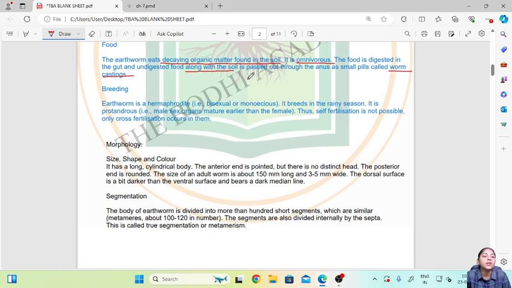Then the next is breeding. So earthworm is a hermaphrodite. That means it is either bisexual or monoecious. Then it breeds in the rainy season. That is why we can see a lot of earthworms on the ground during the rainy season. Then it is protandrous, that is, the male sex organs mature earlier than the female ones. So self-fertilization is not possible in the earthworms. Only cross-fertilization occurs in them.